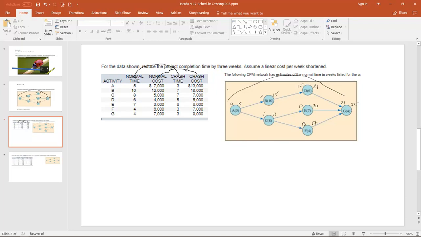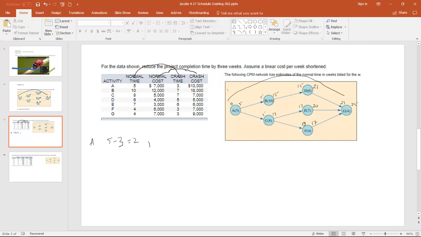So it takes $7,000 to do it in 5 weeks, or we have to add $6,000 to get it done in 3 weeks. Okay, so the $13,000 is for the entire process to take place in 3 weeks. So if we do that calculation, let's create a little table here. So A, we're saying, let's look at how many weeks we can shorten this by. We can go from 5 down to 3, so we can save 2 weeks, okay?